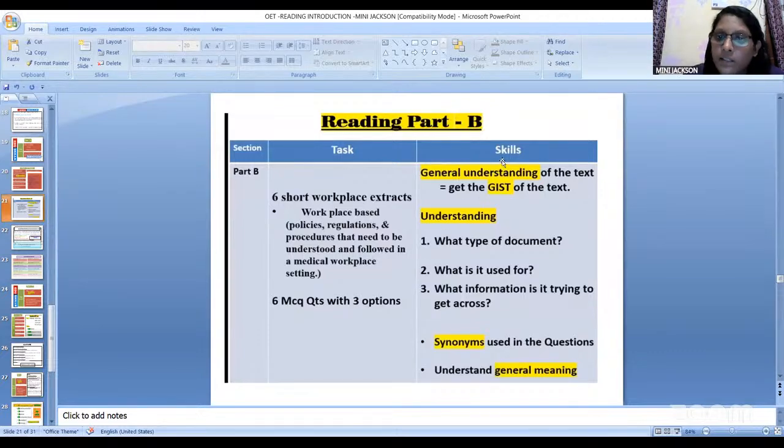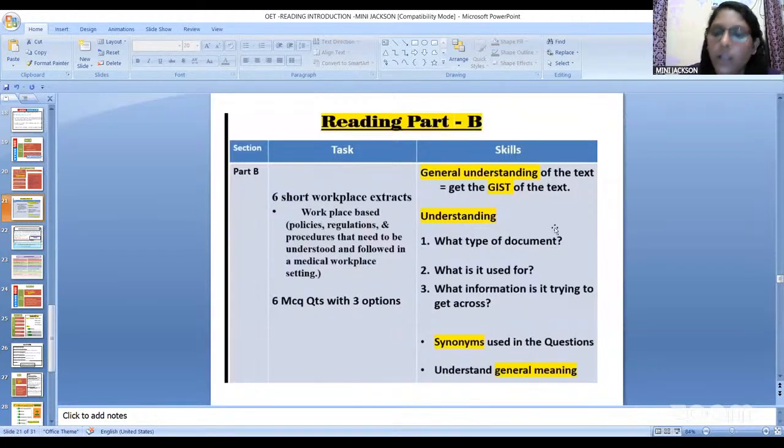Here, what is the skill we have to use? We need to have a general understanding of the text, that is, the gist of the text. Gist means the main idea of the text. You have to understand what type of document it is. While reading the question or text, you have to understand what type of document is given. Maybe in the question itself it's given, like a memo or email or notice, or guidelines are mentioned. So easily we can understand.